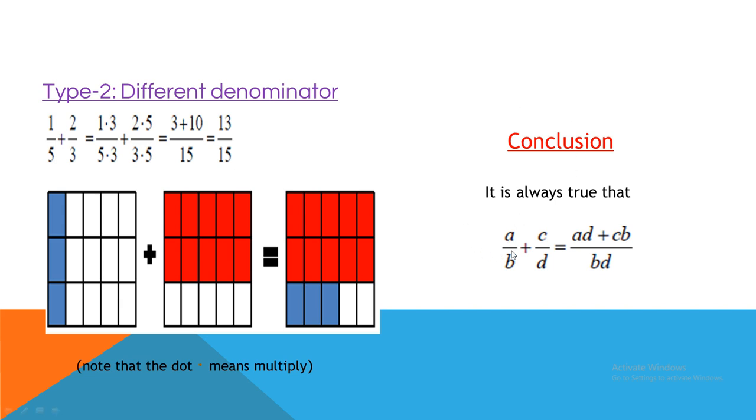You have to write A upon B plus C upon D. So BD will be the LCM, AD plus CD. Clear? So children, do this activity in your copy and show it and send pics to me.